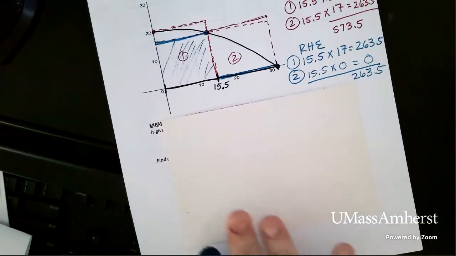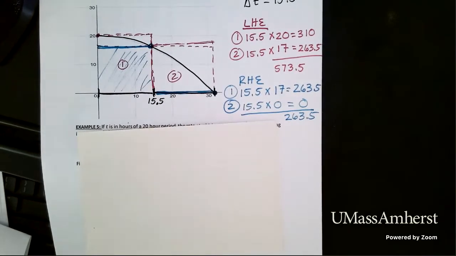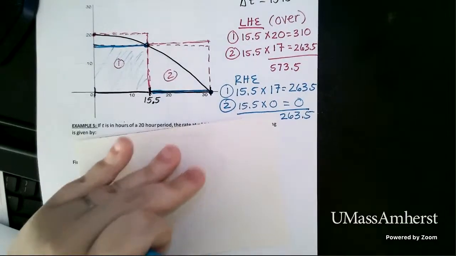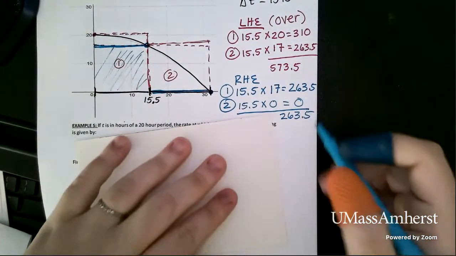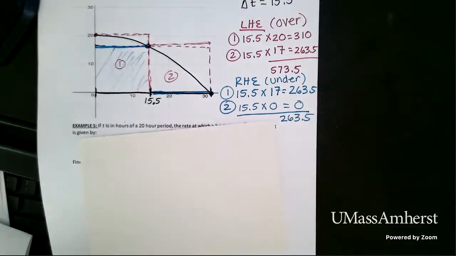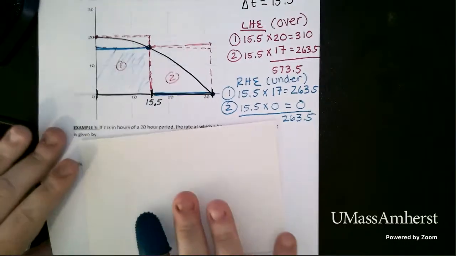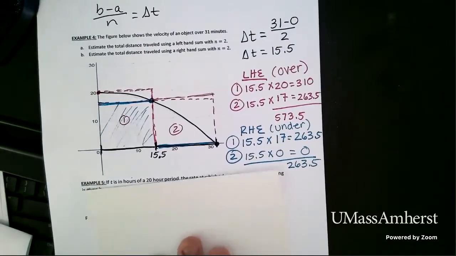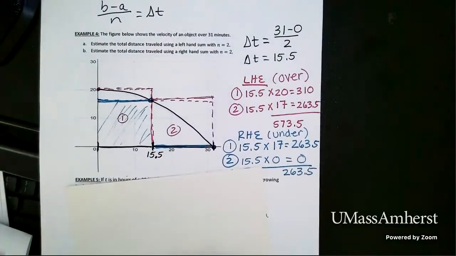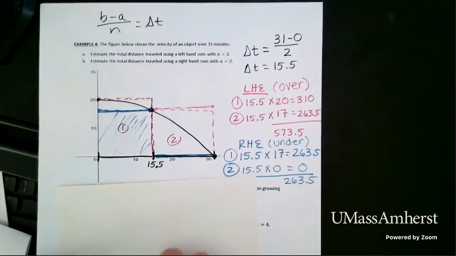Now, if I compare my two estimations, 573.5 is the bigger of the two. So my left-hand approximation is an overestimate, and 263.5, which is the smaller, is an underestimate. Again, you have to look at those two values to determine which is the over and which is the under. So that's how we would approach the type of problem we have here. If you have a picture, you would put in those rectangles based on n. So if we had n equals 4, we would have split this up into 4 intervals and done 4 rectangles. Here it only asks for 2.